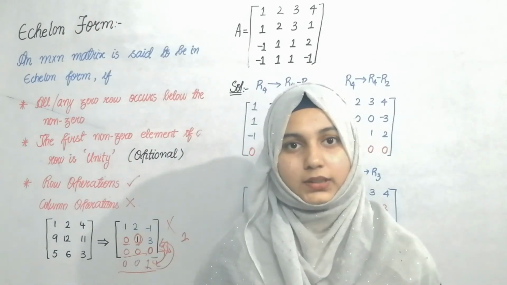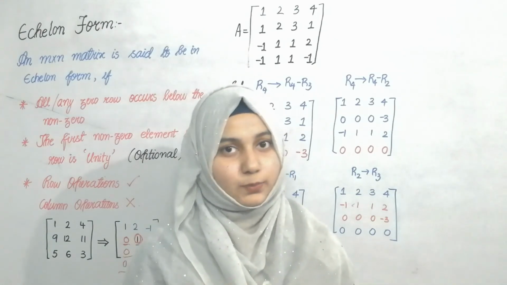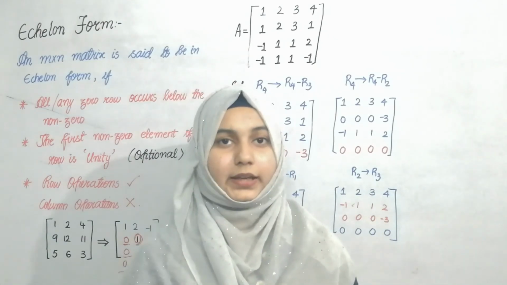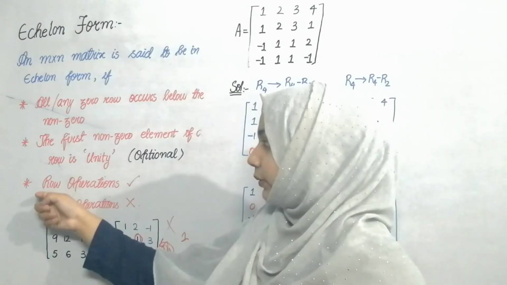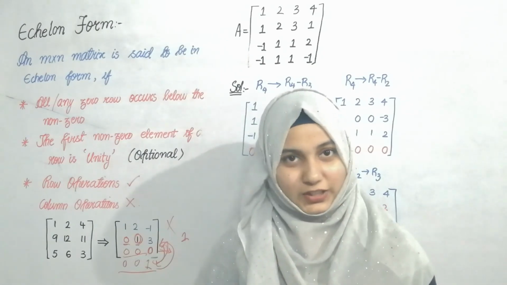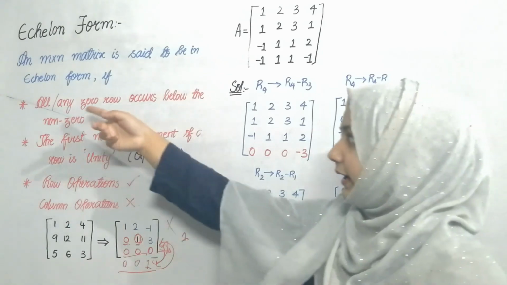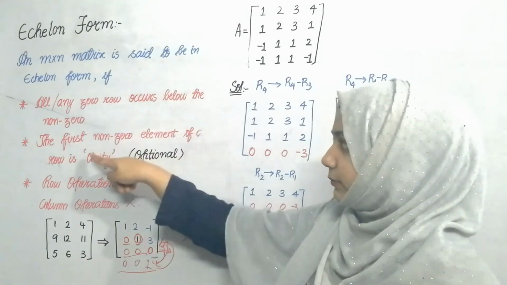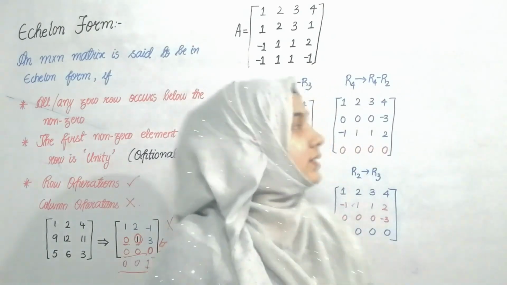So how are we going to do it? Rank, we know how to find the rank. We need to make as many elements as possible 0. And using echelon form means we need to keep in mind the main thing: we only apply row operations, not column operations. And this is optional. I need to keep these points in mind. Getting it? So now let's take one example.